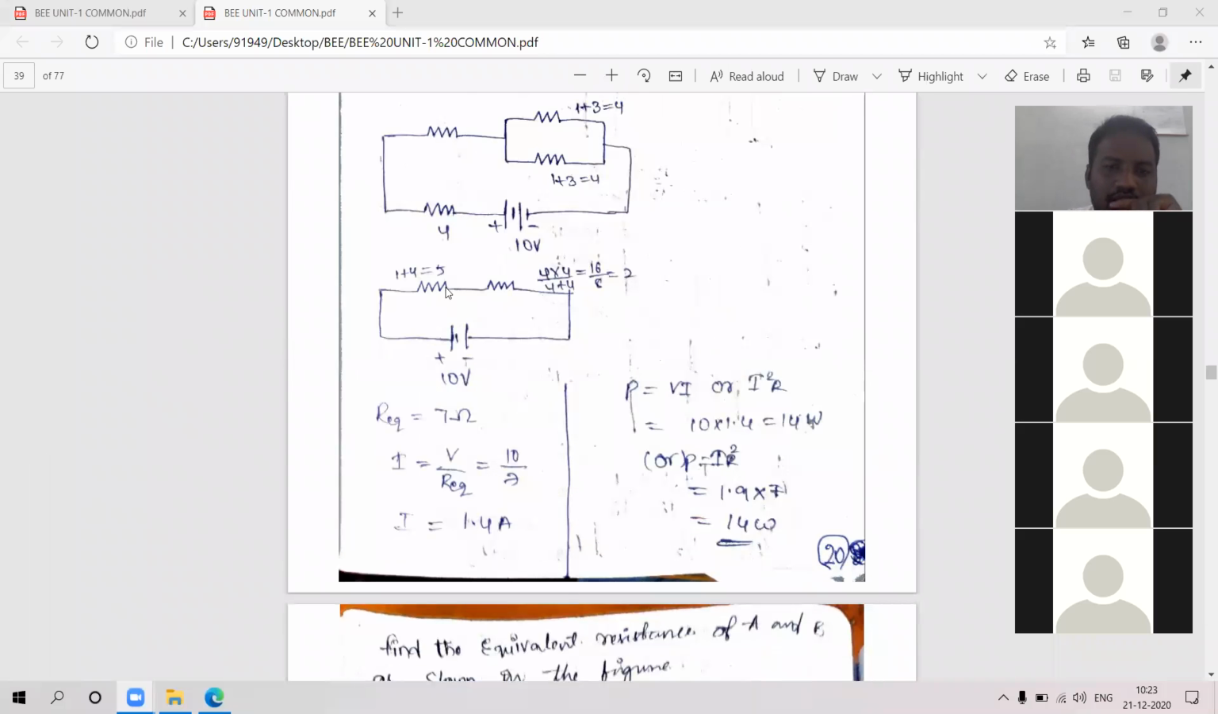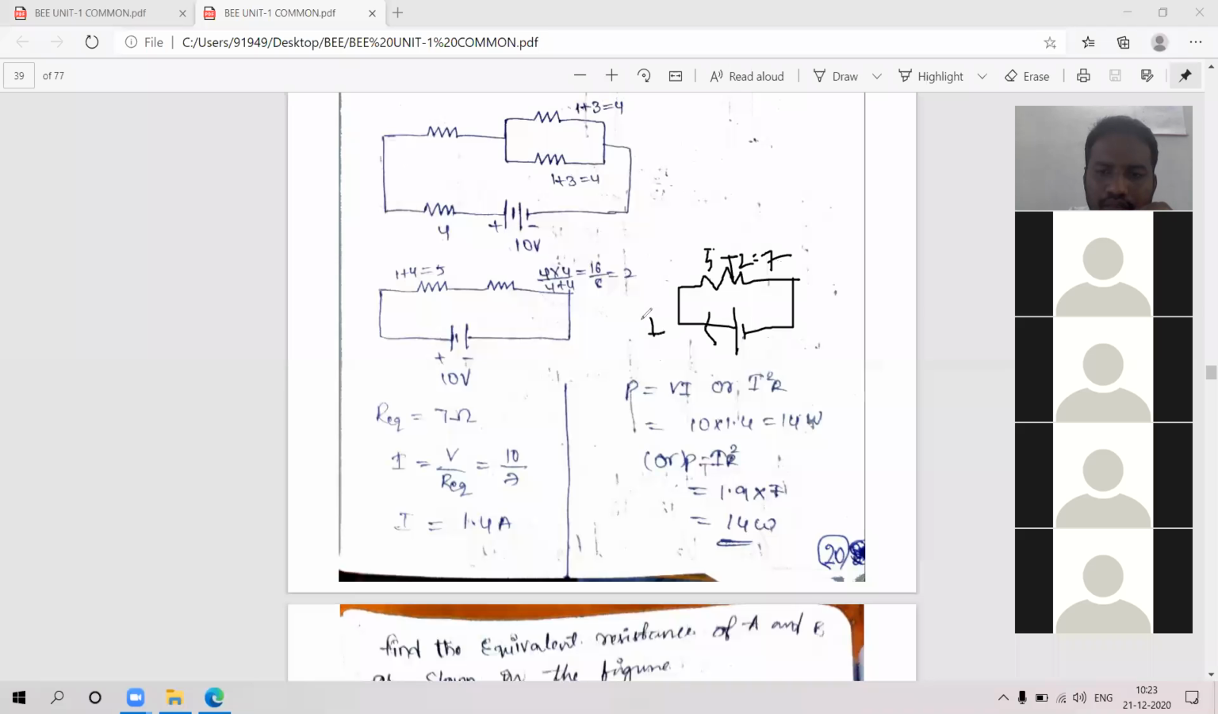Okay, this is the circuit. 5 ohms we got, 2 ohms we got. So R equivalent is 7 ohms. Is it clear? That means the new resistor will be like this. This is the actual V equals IR. The new circuit I am getting like this: 5 plus 2 is equal to 7 ohms.